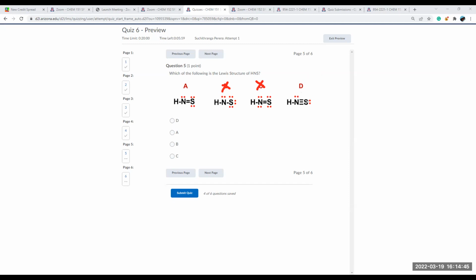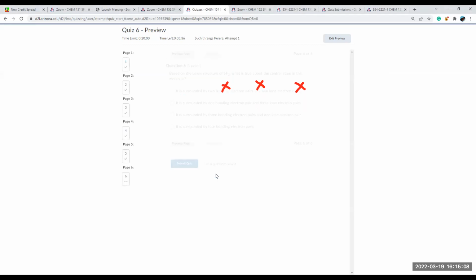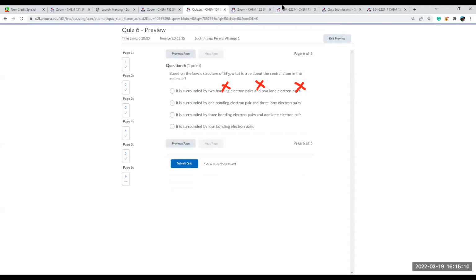When it comes to option D, the same scenario: we have 4 bonding electron pairs and then 1 lone pair, altogether 5 electron pairs, therefore 10 electrons. Violating the octet rule is not going to work. Therefore, the correct answer must be option A. Okay, and moving on, this is our last question.